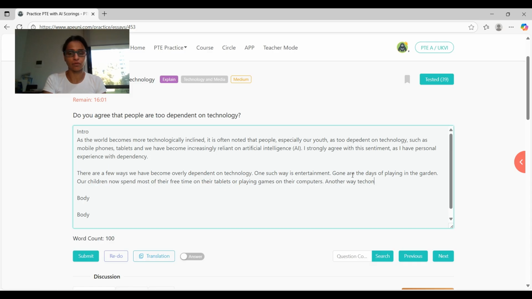technology has seeped into our lives is communication. We no longer feel the need to speak to each other in person. We now communicate via text messages and images and emojis.